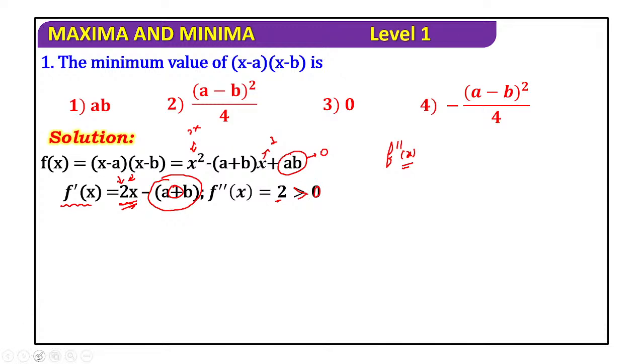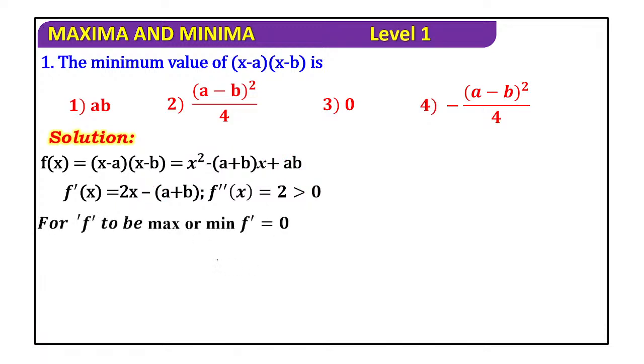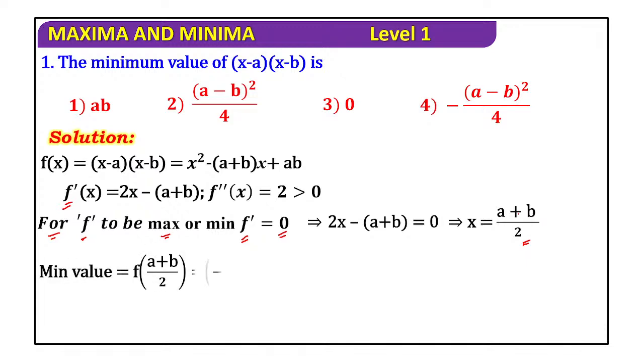So quickly remember, if the second order derivative is greater than 0, what do we say? f has a maximum or minimum at f dash of x equal to 0. So for f to have a maximum or minimum, you have to equate this term to 0. If I equate that term to 0, x will be equal to (a plus b) divided by 2.